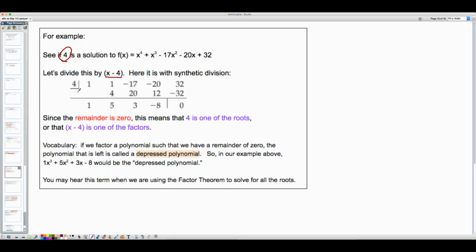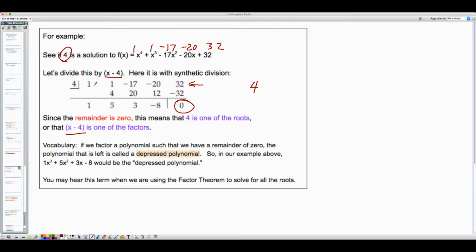I could divide it. Here's my 4. My coefficients are 1, 1, negative 17, negative 20, and 32. I write those down here. Bring down my 1. 1 times 4 is 4. That's 5. 5 times 4 is 20. That's 3. 3 times 4 is 12. 12 subtracted from negative 20 is negative 8. Negative 8 times 4 is negative 32, and I get 0 for the remainder. What this means is that 4 is one of my solutions. It means that x minus 4 is one of the factors. This is really pretty good.